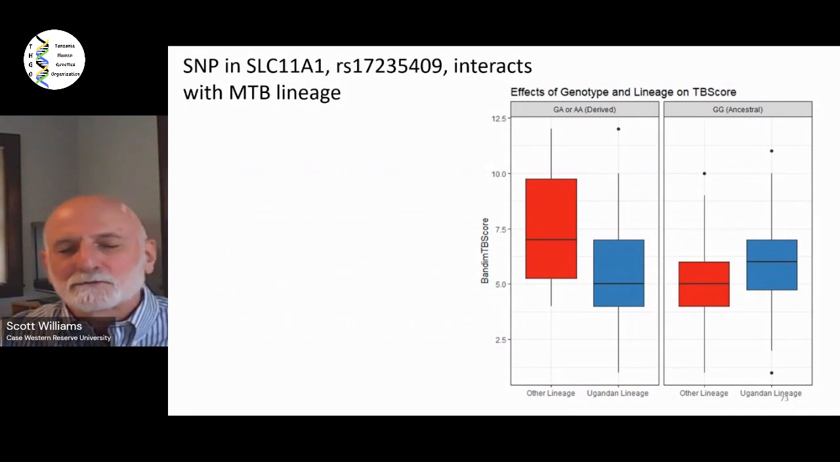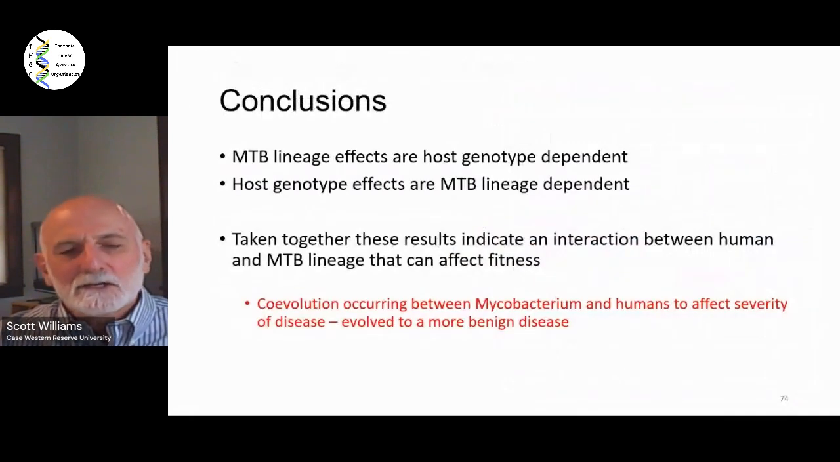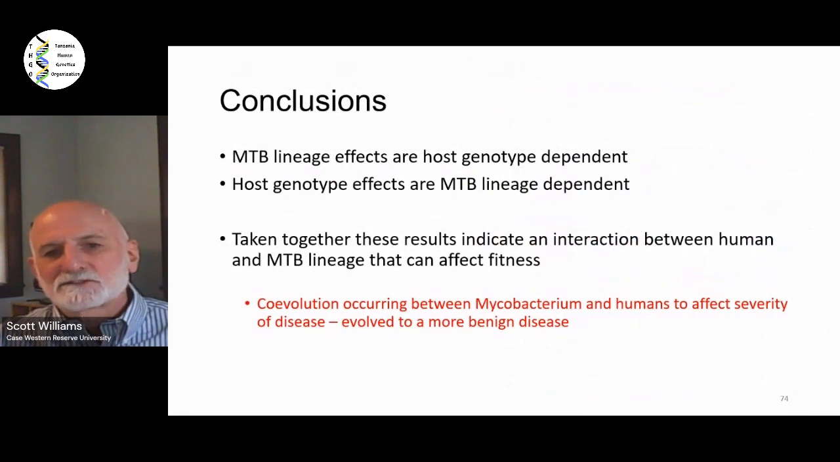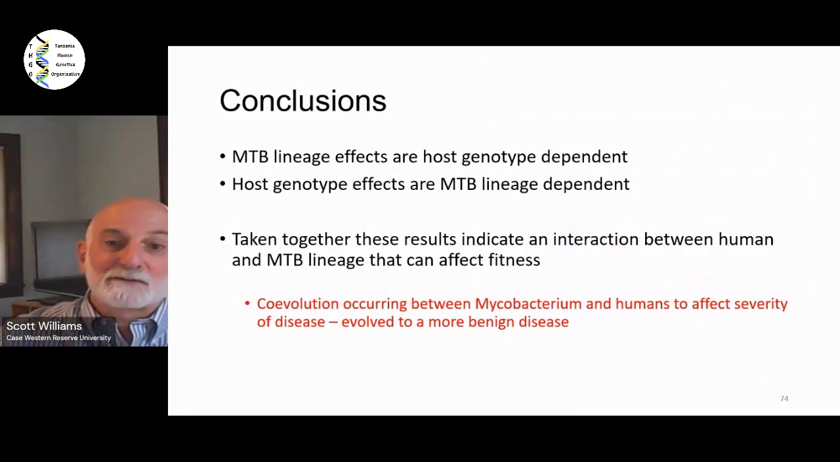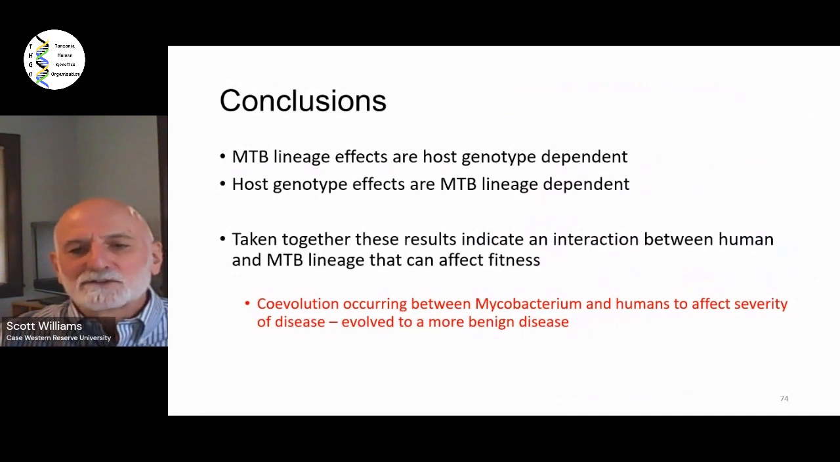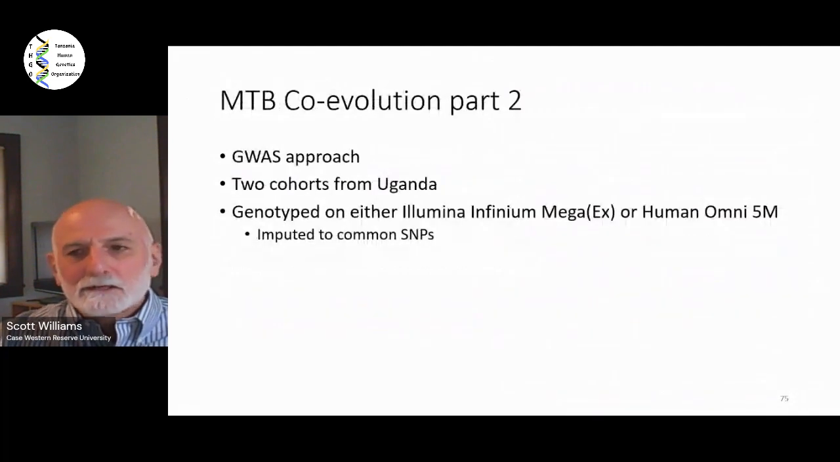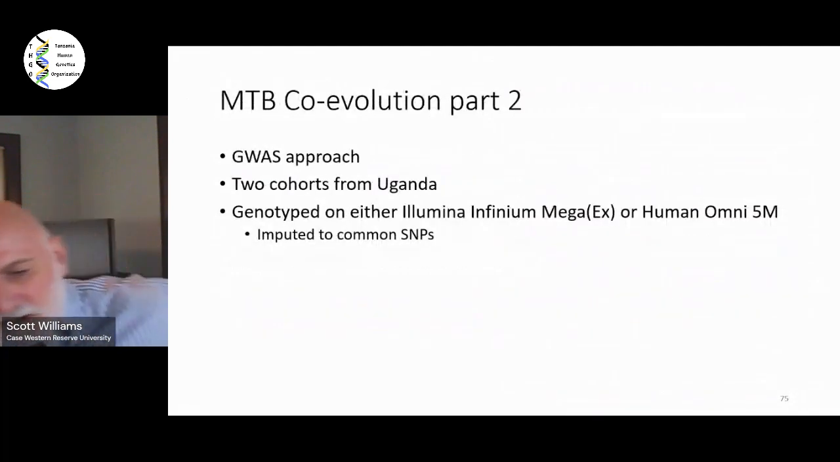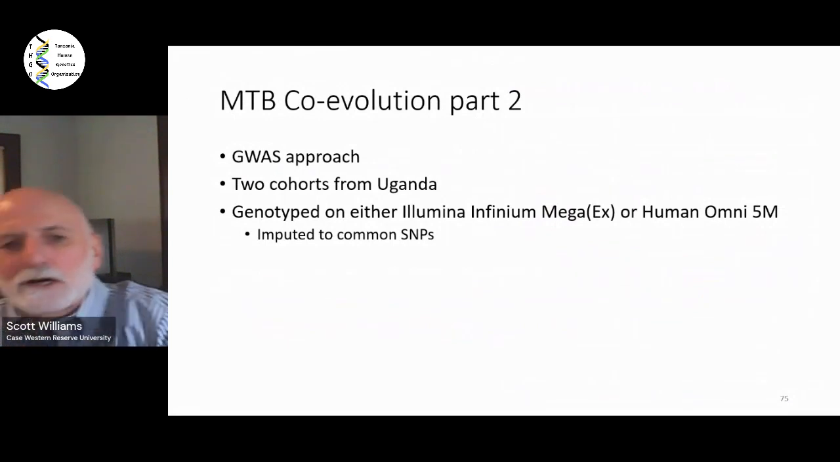And if you look at it, derived versus ancestral for both the lineage of the mycobacterium and the alleles, it appears as if it's being driven by a coevolutionary phenomenon. So the mycobacterium lineage effects are host genotype dependent, and the host genotype effects are mycobacterium lineage dependent. Taken together, it really argues that coevolution has a predominant effect on the severity of tuberculosis.